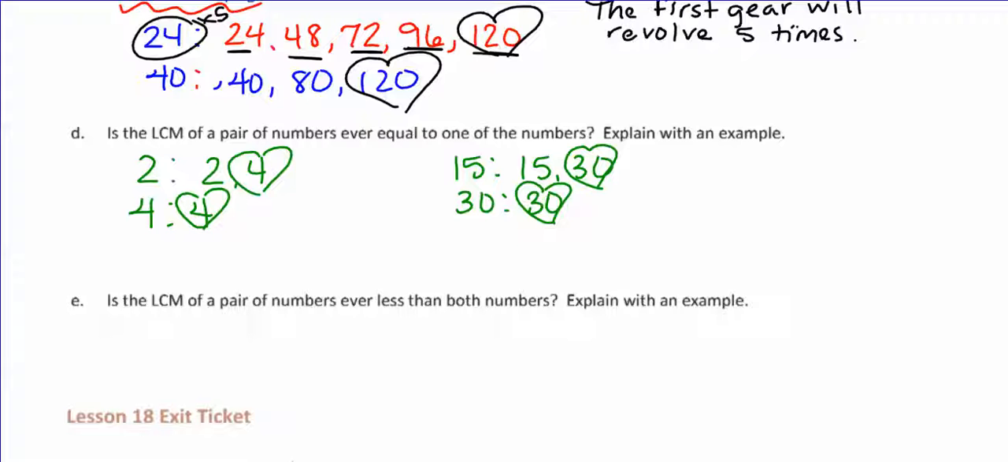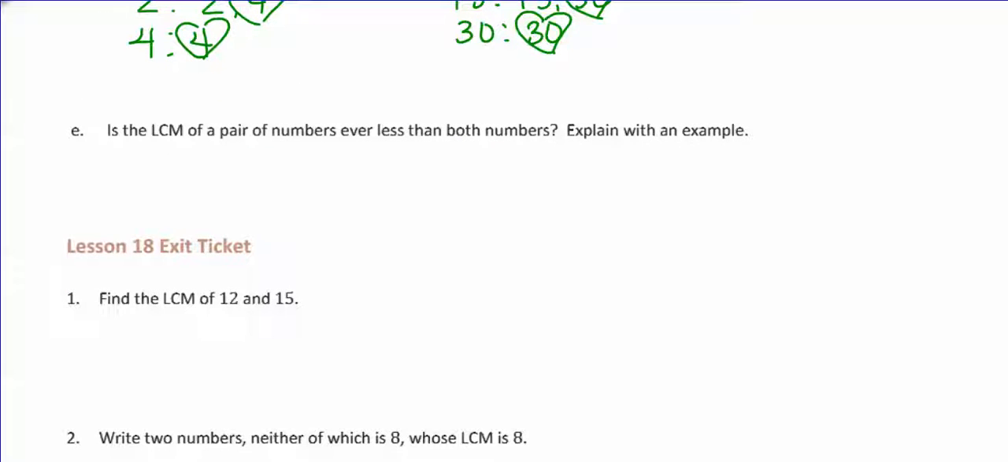All right. The next question, is the LCM of a pair of numbers ever less than both numbers? Can you ever get an LCM that's lower than these numbers that you have? Everyone's shaking their head no, but no one wants to say it out loud. All right, so the correct answer there is no.